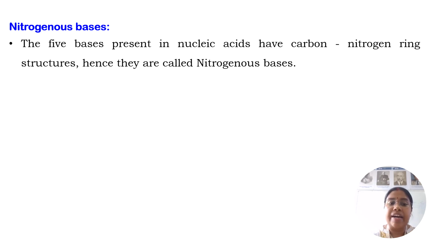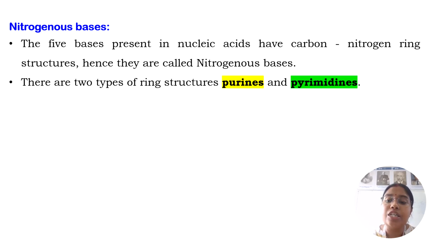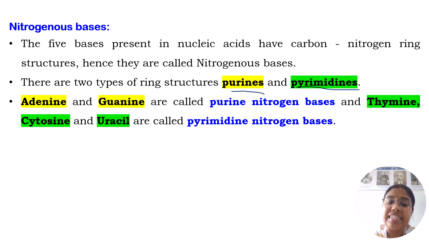There are 5 bases present in the nucleic acids that have the carbon nitrogen ring, so that's why it is called the nitrogenous base. These are 2 types, one is purine and another one is the pyrimidine. The adenine and the guanine are called the purine nitrogenous bases, whereas the thymine, cytosine and uracil are called the pyrimidine nitrogenous bases.